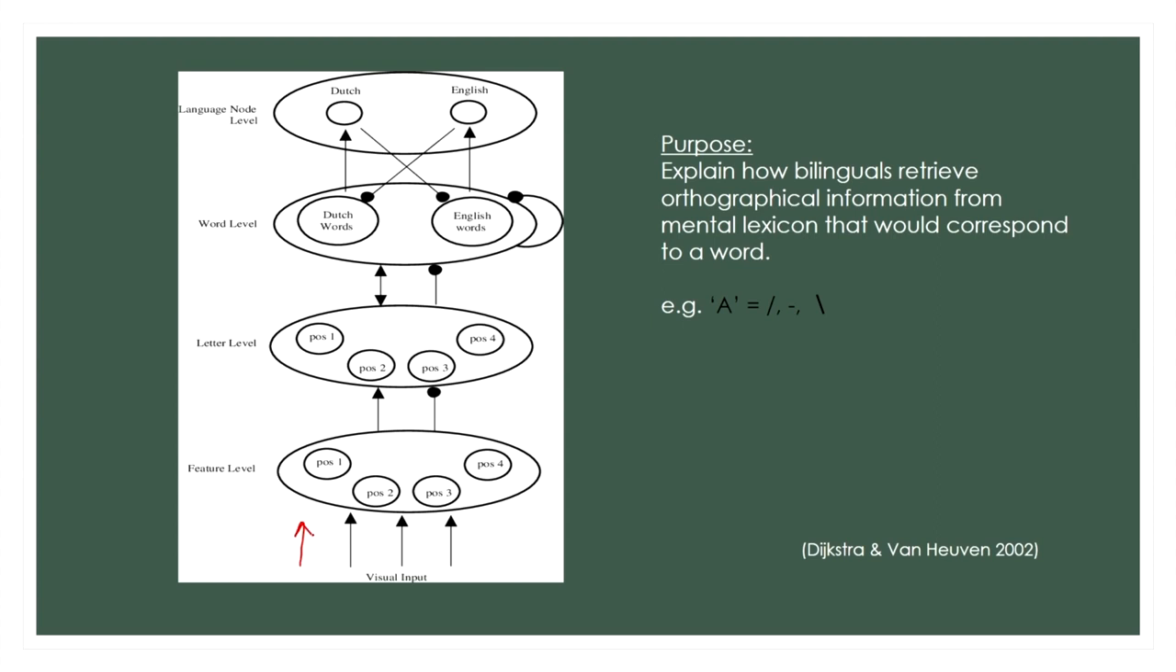They talk about the input in terms of the first level, which is that of features. For example, the letter A has features like this. This is one forward slash, and then there is this kind of a dash, and then there is a backward slash. These are the features of the letter A, right?